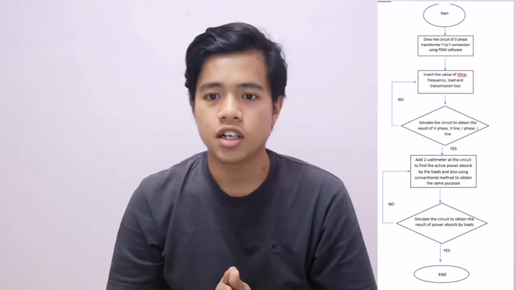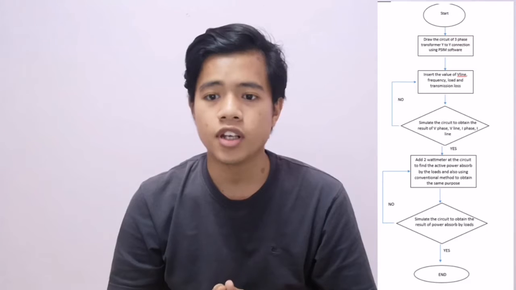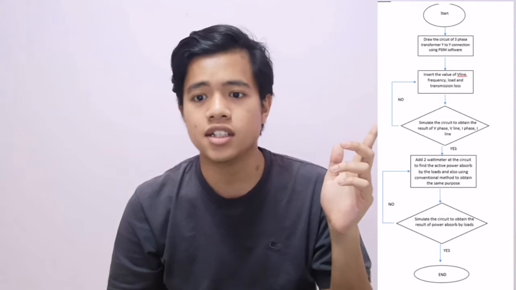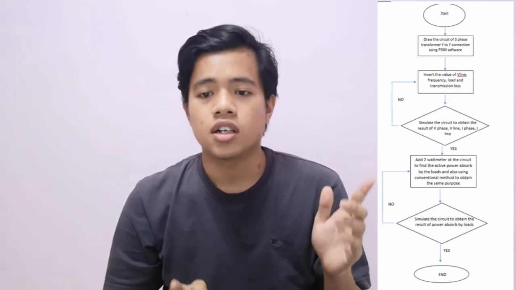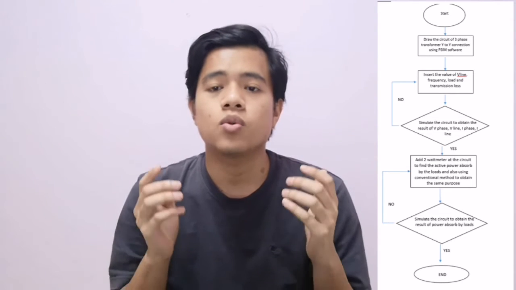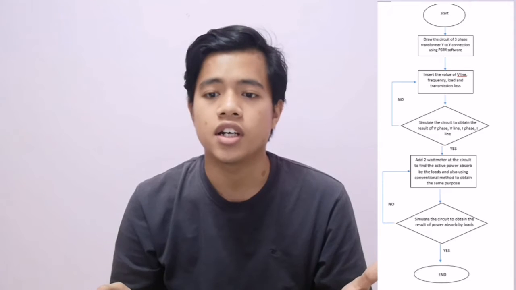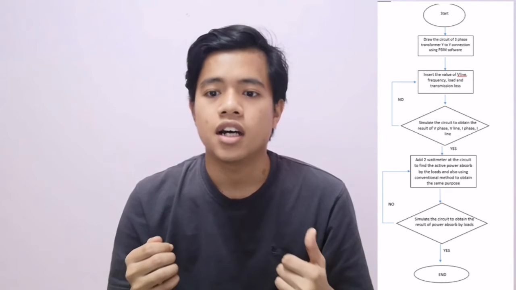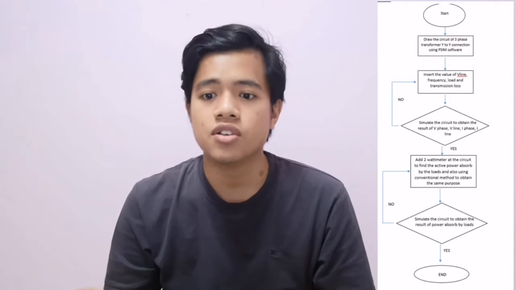Before I start with the flowchart, I want to tell that this project is using PC software to run the circuit simulation. And we go to our flowchart. So refer to our flowchart. We can see that it starts with the start and goes to the statement: draw the circuits of three-phase transformer Y to Y connection using PC software. This is why I said the simulation is using PC software.